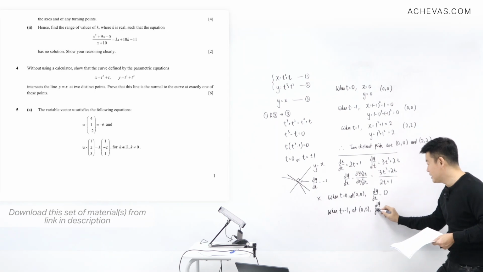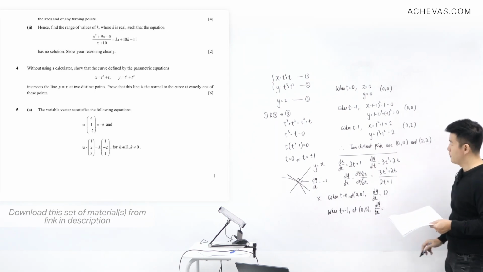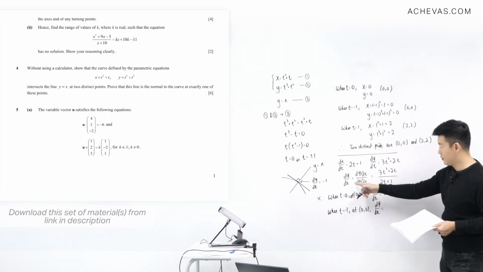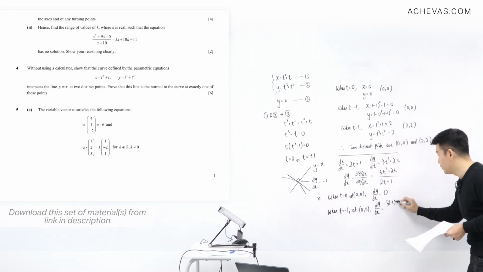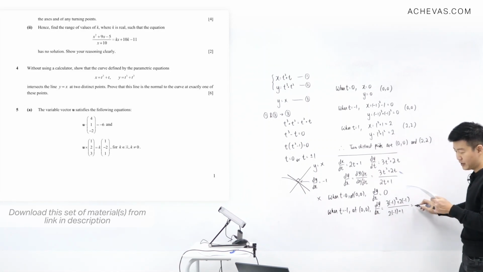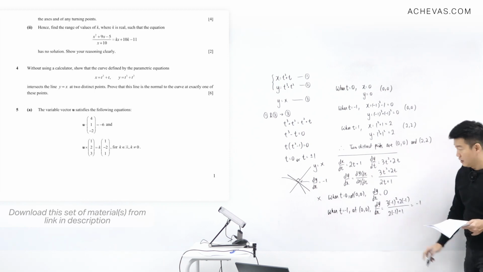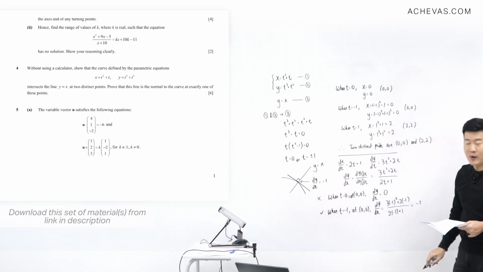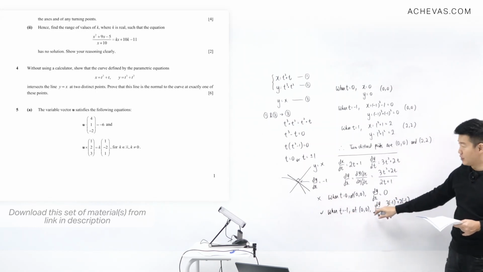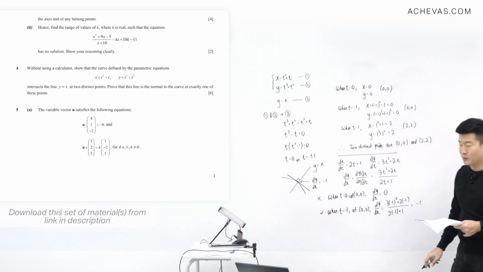So dy/dx here, I'm going to substitute -1 into this. So it's going to be (3 times (-1) squared plus 2 times (-1)) divided by (2 times (-1) plus 1). And this is going to give us -1, which is what we are trying to find. So the normal at this point is actually the line y = x.